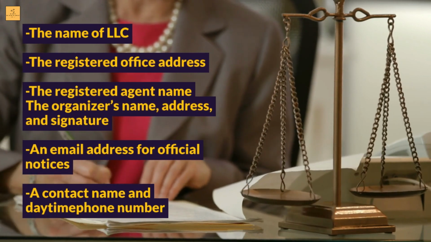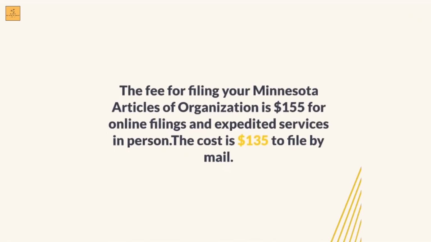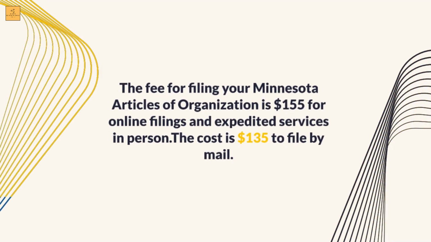An email address for official notices. A contact name and daytime phone number. The fee for filing your Minnesota Articles of Organization is $155 for online filings and expedited services in person. The cost is $135 to file by mail.